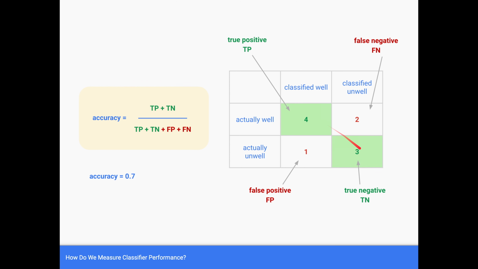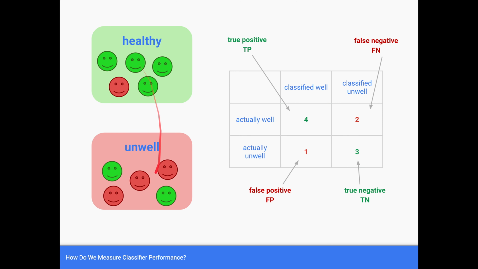It's the green, the good answers, as a proportion of all the numbers, so the true positives and the true negatives as a proportion of all the other classifications. And obviously the higher these numbers are, the correct classifications, then the higher the accuracy. So in our model we had an accuracy of 0.7, which here is 7 divided by 10. And that's not bad. That kind of reflects the fact that looking across both of these boxes, 0.7 of them are in the right place.